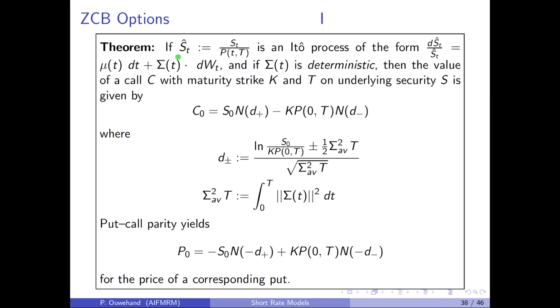If S hat, defined to be S divided by the capital T bond, is an Ito process with the following dynamics, and if sigma is deterministic, then the value of the call C with strike K and maturity capital T on underlying security S is given as follows. We also obtain a formula for puts given by put-call parity.